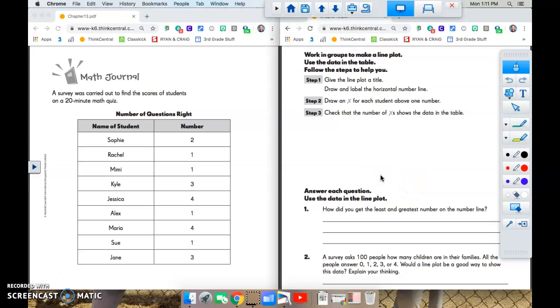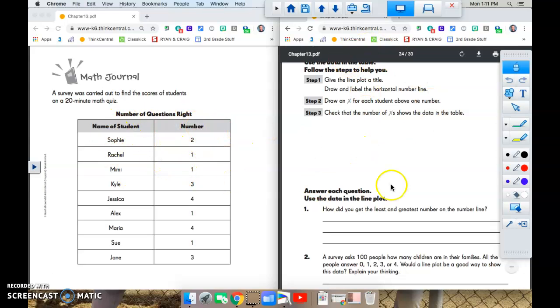Okay, so today in our chapter 13, Math in Focus, we are going to work through the math journals. You can see over here, this math journal, a survey was carried out to find the scores of students on a 20-minute math quiz. All right, number of questions right. There's ones, twos, threes, and fours. Number of questions, number of students.